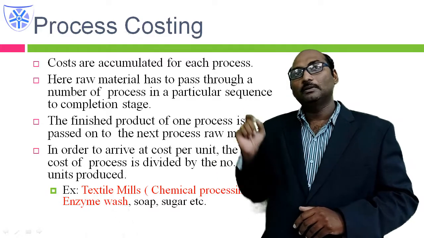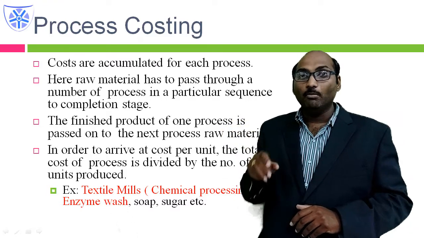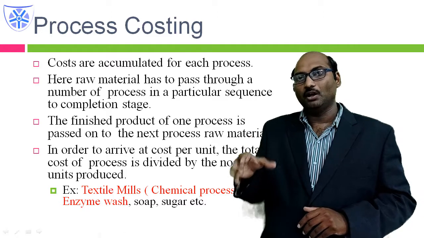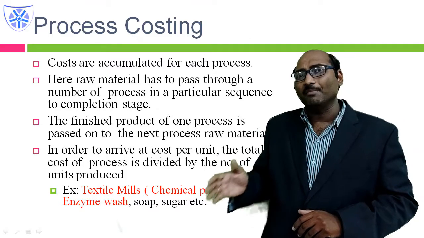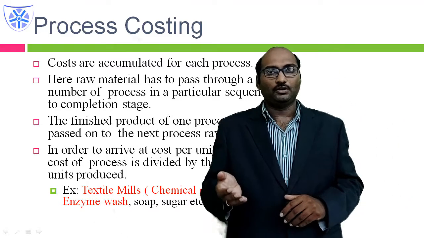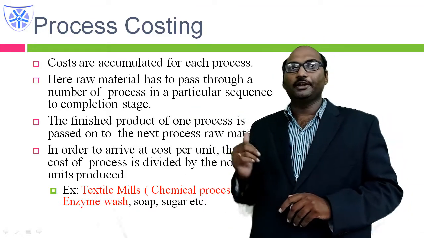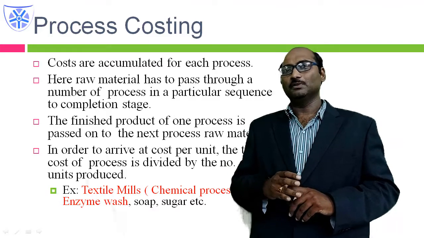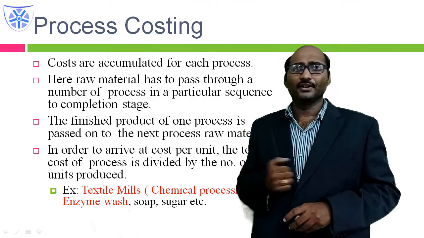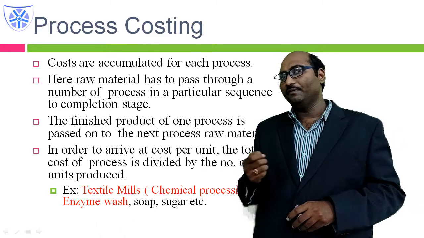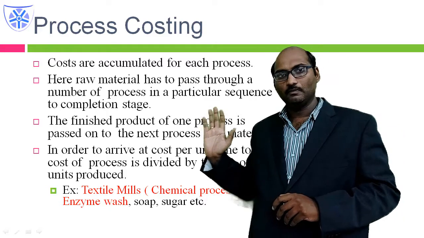In order to arrive at cost per unit, the total cost of the process is divided by the number of units produced. What is the cost involved in a desizing unit? How many meters have we processed? What is the cost per meter? Then you add the overheads and arrive at a process cost per meter. Like in textile mills, chemical processing, or in garments, the engine wash or bioprocessing, or maybe the manufacturing of soap or sugar. This is process cost. I hope you understood this part. We are going to the next one.